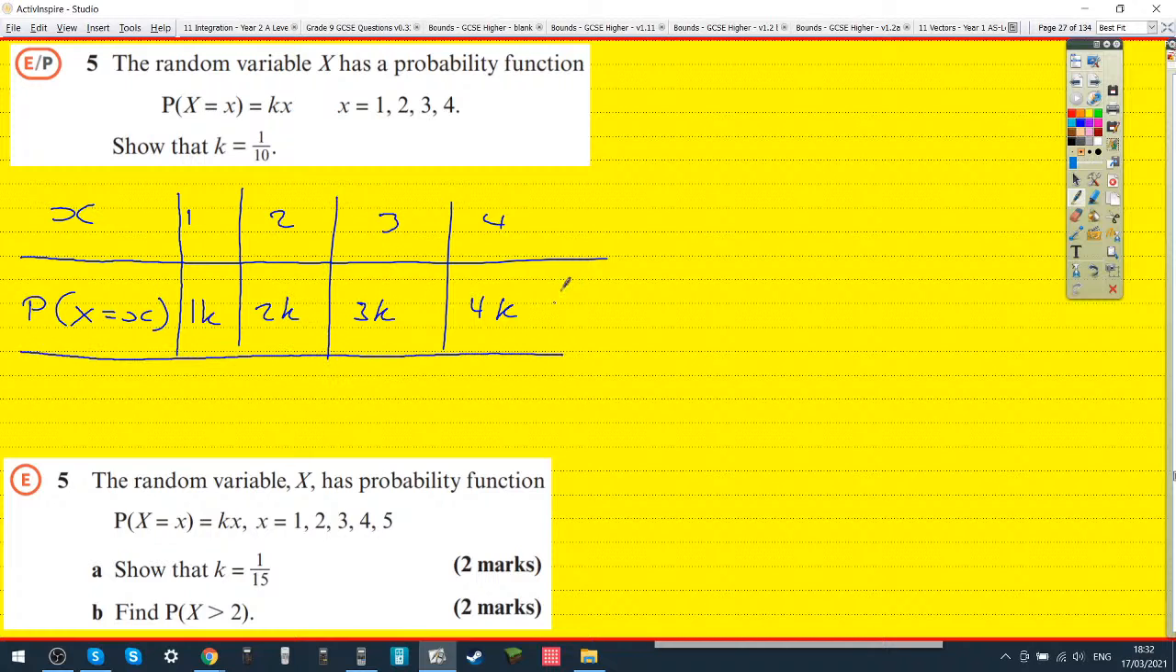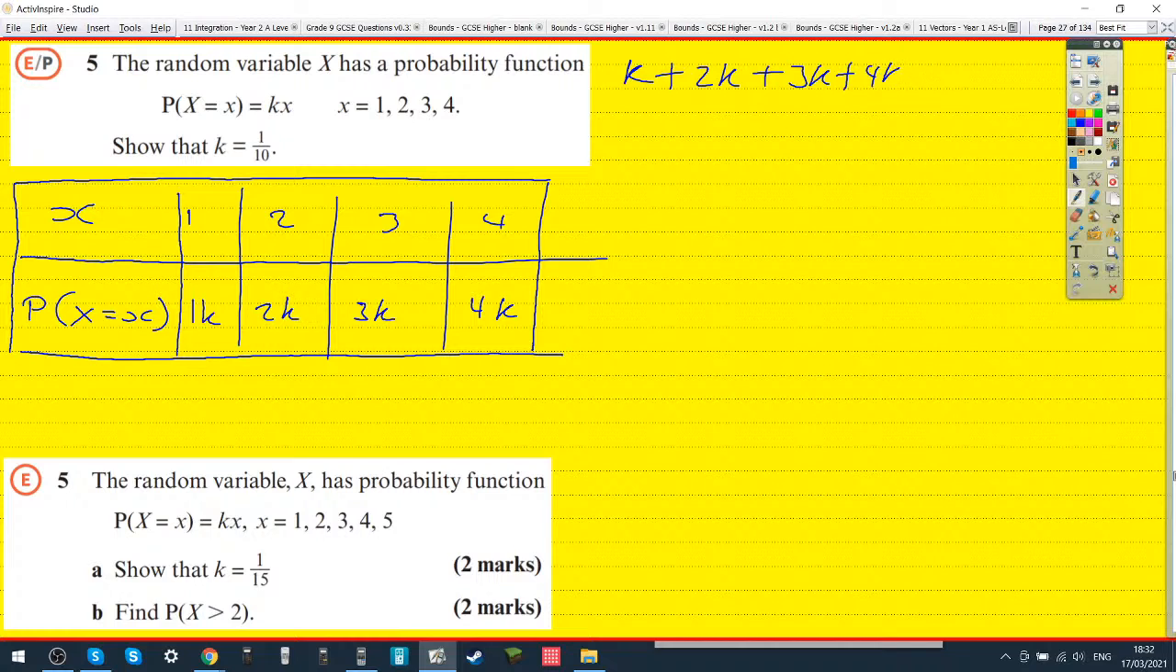Okay, and then it has to equal 1 anyway. And what do these equal? 10k, I think, if you add them. Yep. So if 10k equals 1, then k equals 1 over 10. Well done. So k is 1 over 10. And you could do something similar for that one down there. I think you'd be alright.